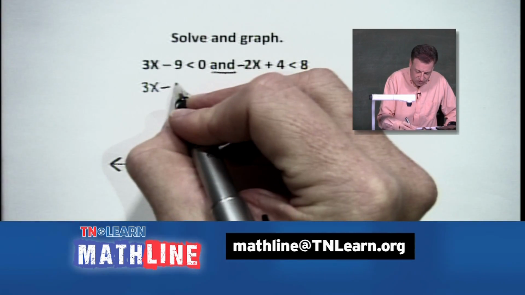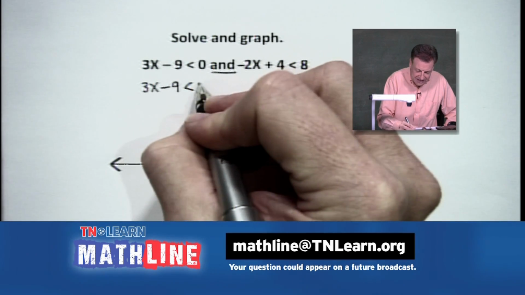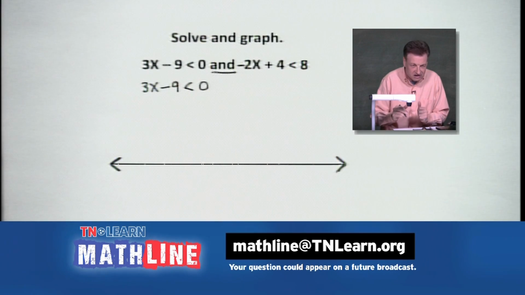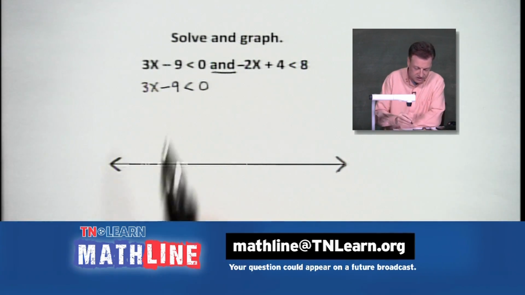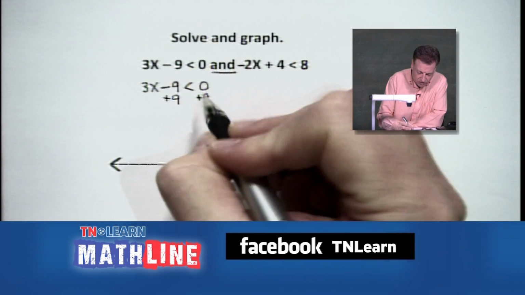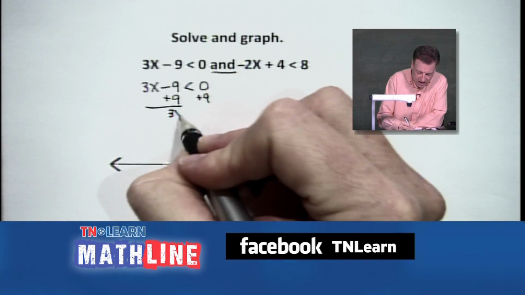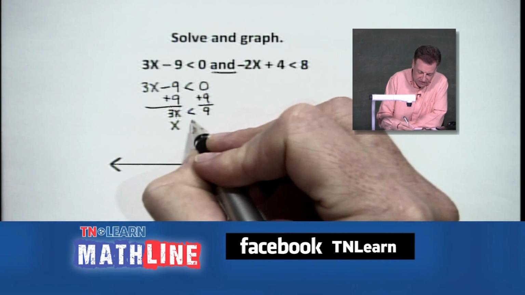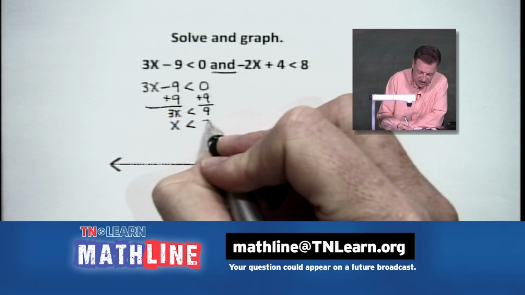We've got 3x minus 9 less than 0. That means this value over here has got to stay negative when we put a value of x in it. All right, that's the idea. So let's see, we're going to add 9. You say, well, that sounds easy, and it is. We're going to add 9, and we're going to have 3x less than 9. And that tells me right over here that x is going to be less than 3.